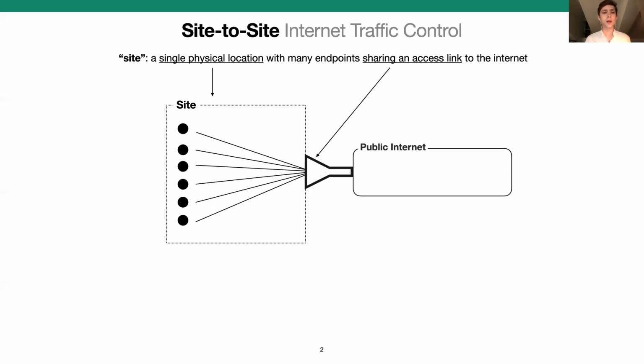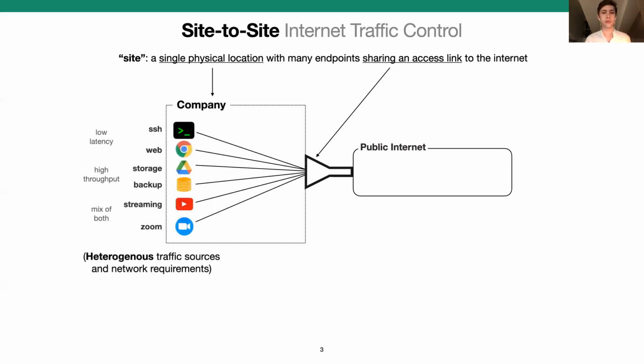So let's start with this company office network as a motivating example. Imagine you're the network administrator for this company, and there's a lot of different people and applications using the network, each with different requirements. So there's SSH traffic and interactive web browsing that need low latency. There's cloud storage and backups that need high throughput. And then there's video streaming and Zoom calls, which need a mix of both.